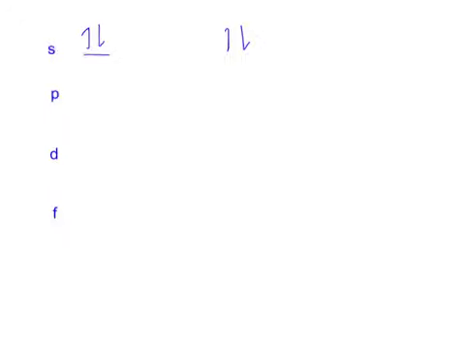Now let's move on and look at p. Since p can have up to 6 electrons, if each orbital holds 2 electrons potentially, that means in order to accommodate all 6 of these electrons, I'll need to have 3 orbitals. So I'll draw that with 3 lines. 1, 2, 3. Each one of those spaces that I've drawn represents an orbital, and that orbital can be occupied by 0, 1, or 2 electrons.